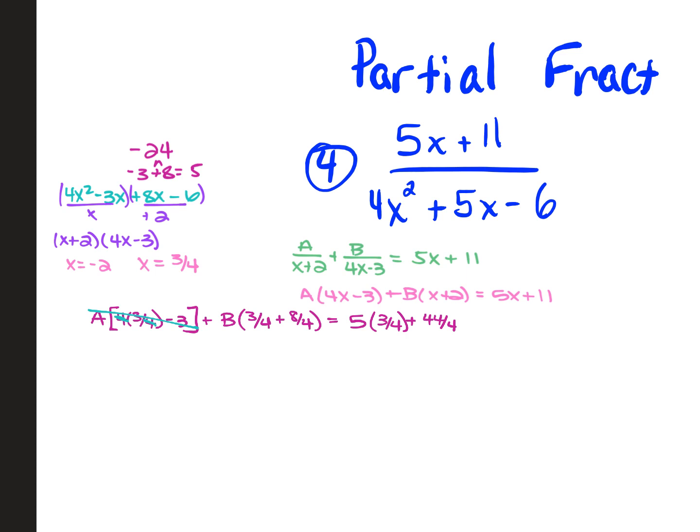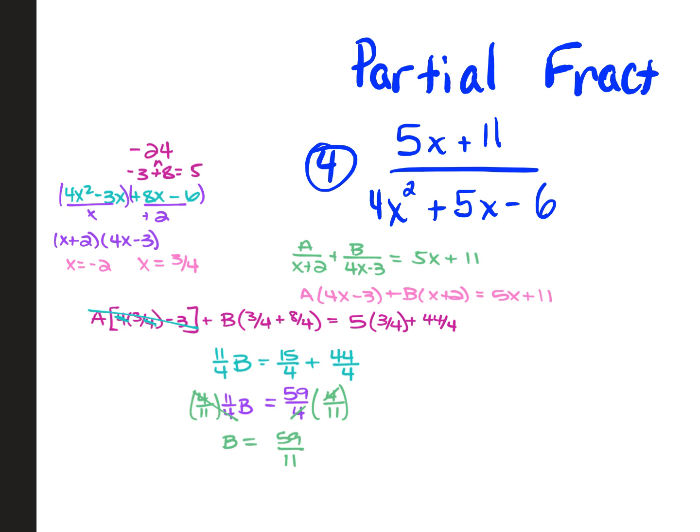Your B times the 3/4 plus 8/4 gives us 11 over 4 B. The 5 times 3/4 gives us 15 over 4 plus 44 over 4. Your 15 plus the 44 gives you 59 over 4. To get rid of that 11 over 4 in front of the B, we're going to multiply each side by the reciprocal. So that gives you that B is equal to 59 over 11.